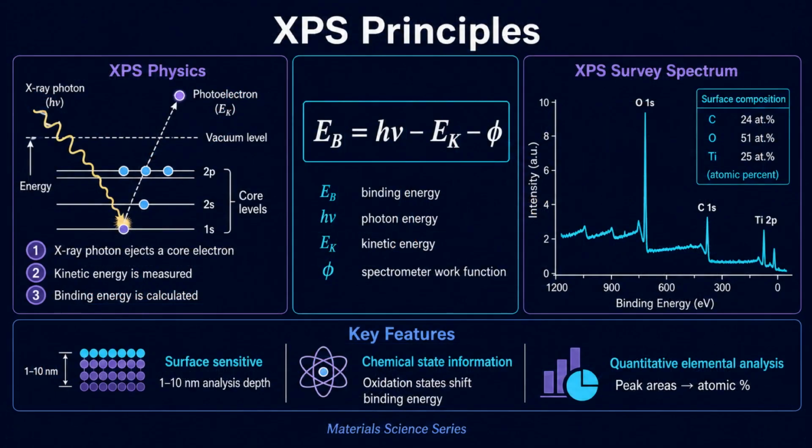X-ray photoelectron spectroscopy provides surface composition and chemical state information. X-rays irradiate the sample, ejecting core-level electrons.